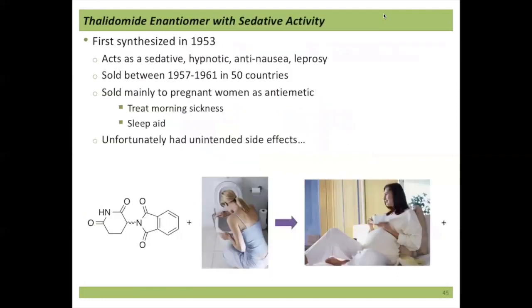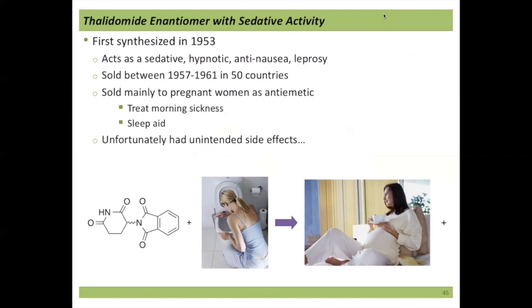So to kind of put that into perspective, here's a drug known as thalidomide, first synthesized in 1953. It was sold as a sedative, hypnotic, anti-nausea, and leprosy drug. Well, people that tend to get nauseous are women in their first trimester of pregnancy. And so they gave this to them, and the women were happy. They no longer had morning sickness.